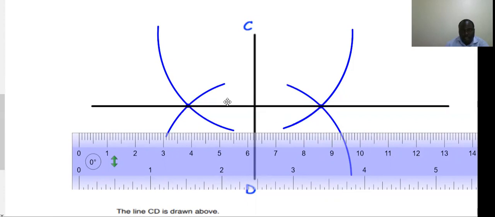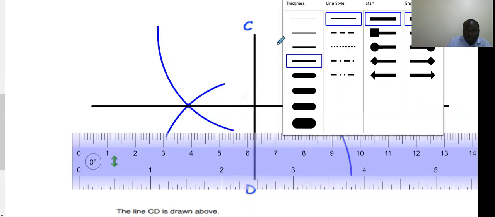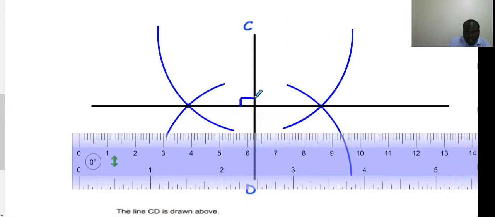Now this line is what we call the perpendicular bisector. Why? Because this angle here is 90 degrees. So this angle here is 90 degrees, and that is what it means by perpendicular.